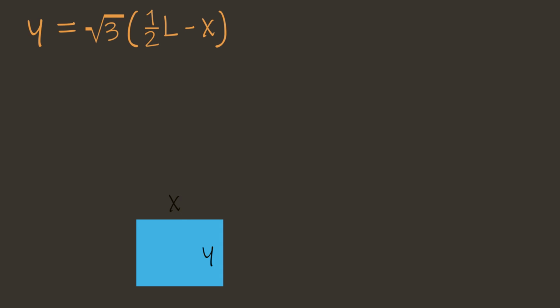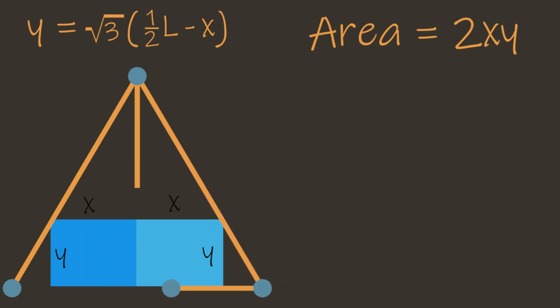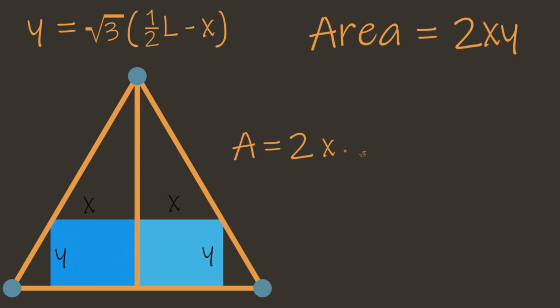The area A is given by the following. A equals 2 times x times y. This is because our equilateral triangle was split into two right triangles, and we just solved for the area of the rectangle inscribed in one of our right triangles. To get the area in our full triangle, we have to double it. Substituting y into this formula, we have area equals 2x times the square root of 3 times (1/2 L minus x). And there we have our area function in terms of just x. Now we can proceed to find the maximum area using calculus.